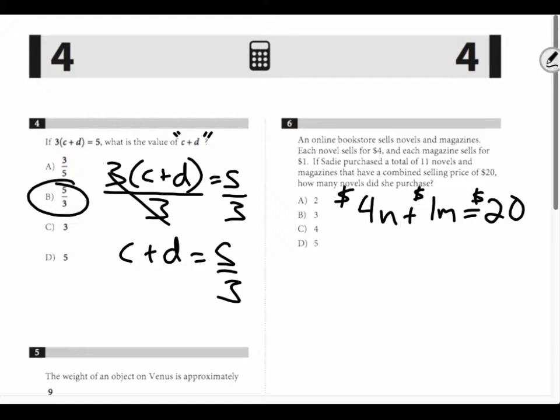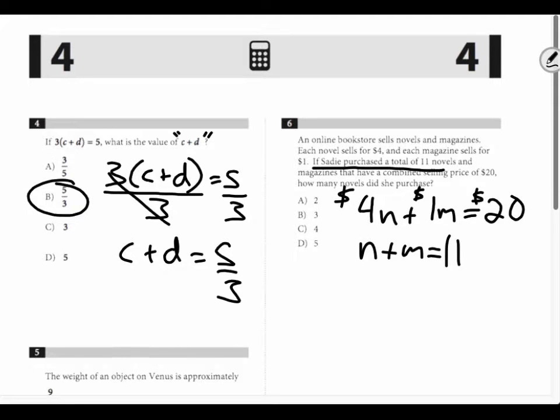Well, we have 2 unknowns, 2 variables. In order to solve a system with 2 variables, I need 2 equations. They tell us that she purchases a total of 11. Now, what we do with that is we're going to say n, which I don't know yet, plus m, in other words, the number of novels plus the number of magazines, which we don't know yet, is equal to 11. She has 11 total.